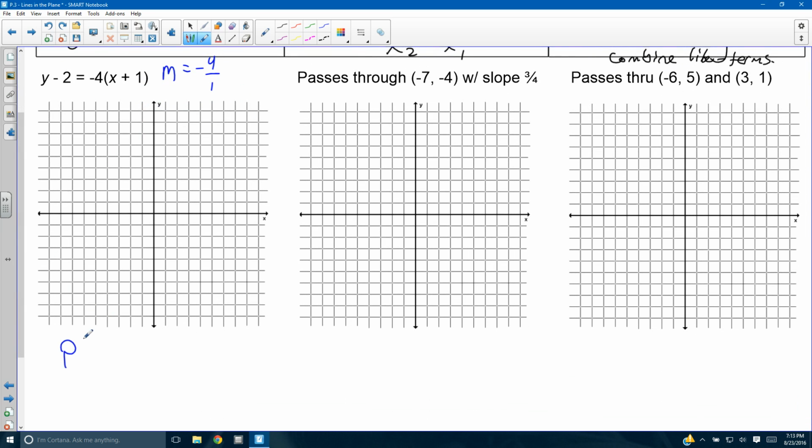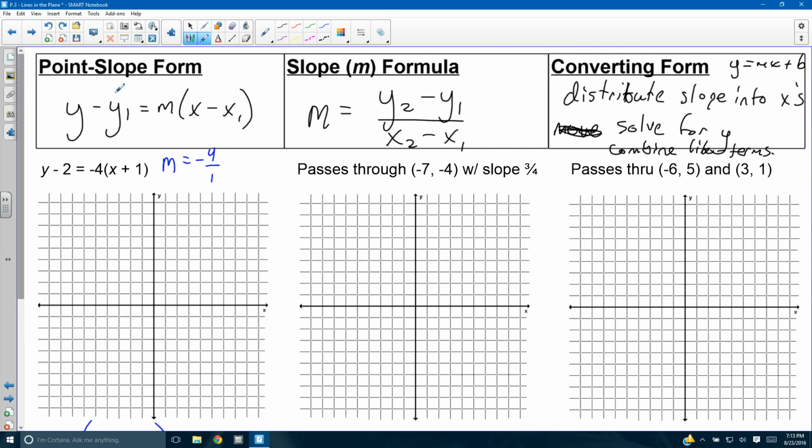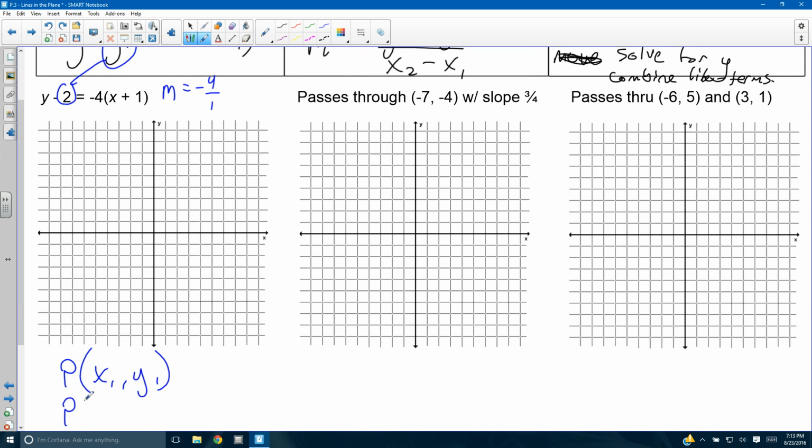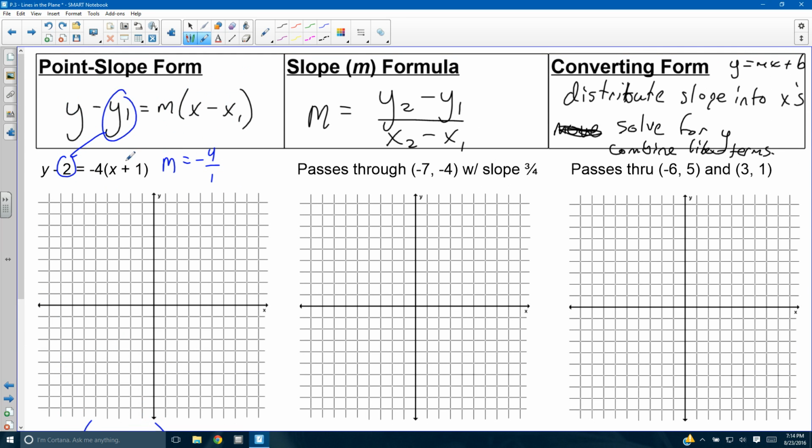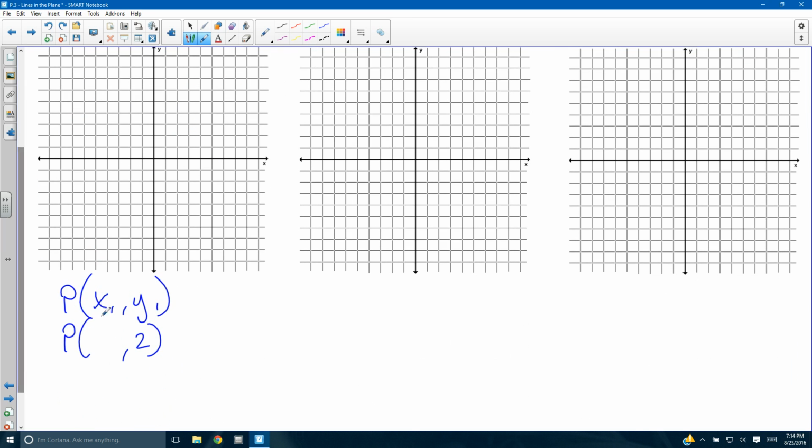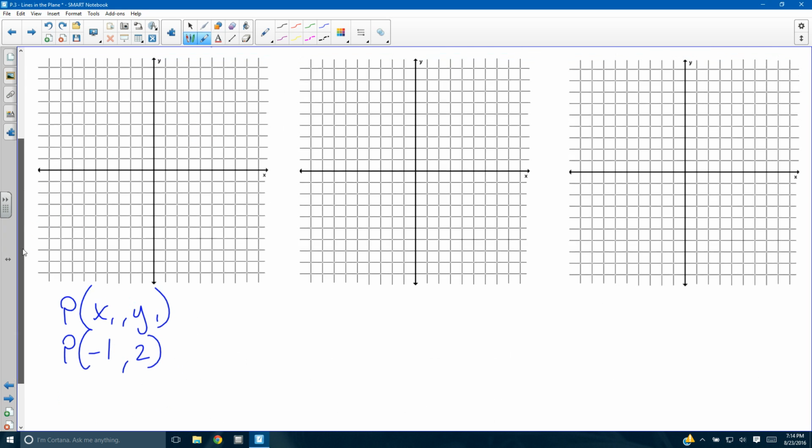The point that we're given, x1, y1, is, remember, y minus y1, y minus 2. Therefore, y1 is 2. So we know that this point is something comma 2. Okay, x minus x1. This is x plus 1, so that's x minus negative 1 if we want to tie it to the slope. So your x1 is negative 1. Notice that when you're adding, it's actually a negative value. So your point that is a solution to this line is negative 1 comma 2.